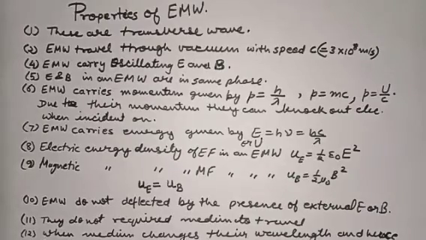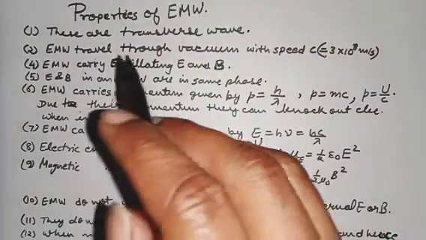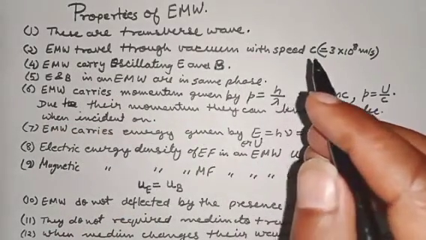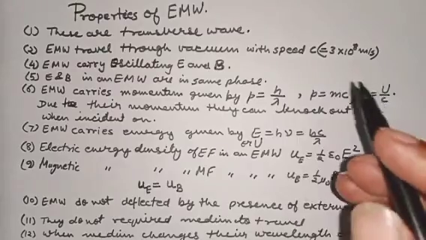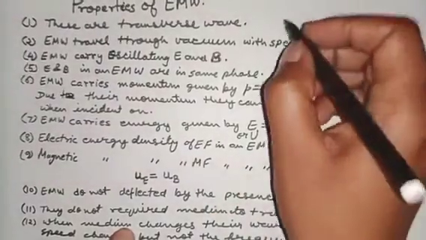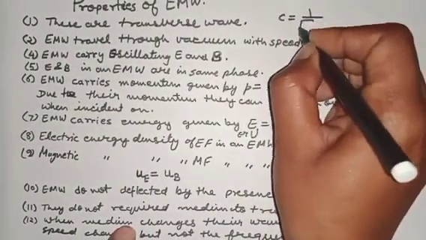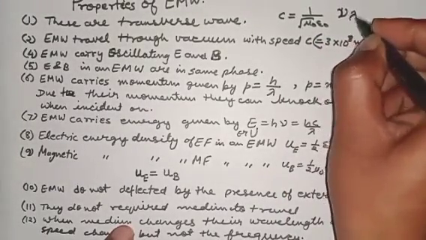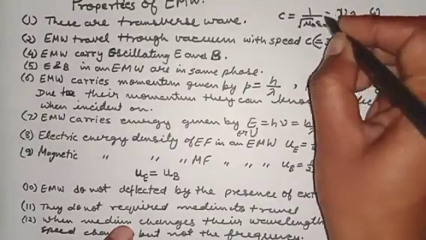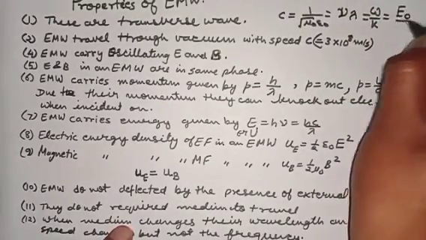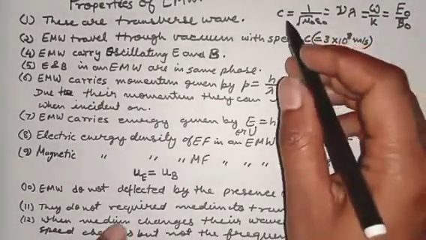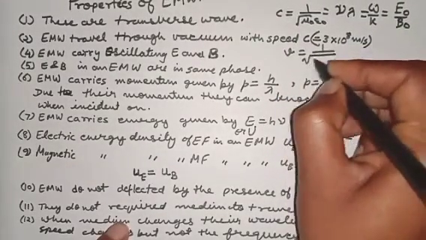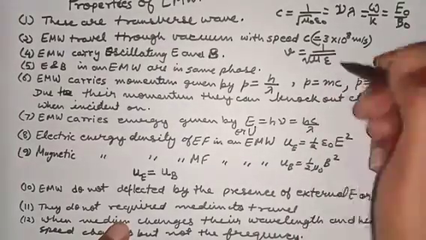So here is the summary of properties of electromagnetic waves. These are transverse waves. Electromagnetic waves travel through vacuum with speed c, that is 3 into 10 to the power 8, and we know that this c is 1 upon root mu naught epsilon naught. It can be nu lambda, it can be omega by k, and which is equal to E naught by B naught. So clearly for some other medium, c will change to v, and so also mu and epsilon will be there for that medium.